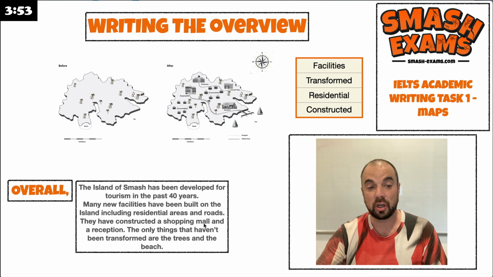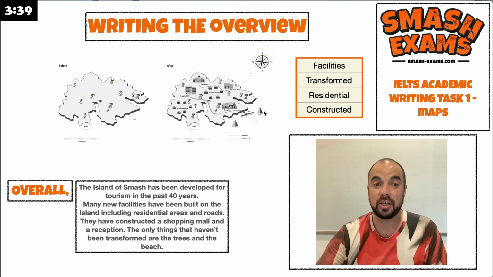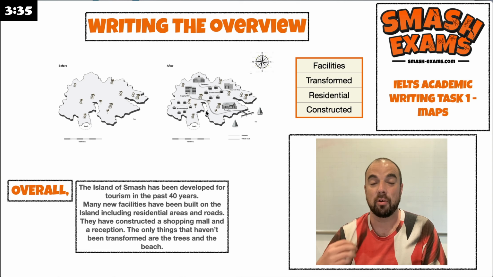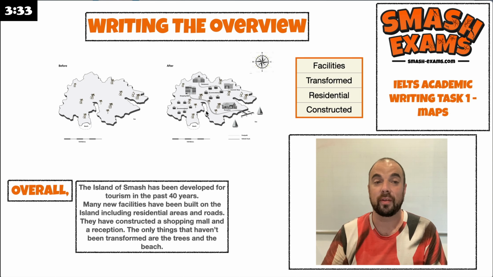They have constructed a shopping mall and a reception. I've used constructed instead of built because it's another synonym and it helps your vocabulary score. The only things that haven't been transformed are the trees and the beach. So transform means change. The only things that haven't changed are the beach and the trees. And that will be our second body paragraph, what stayed the same.